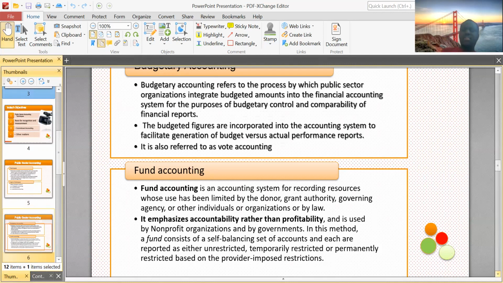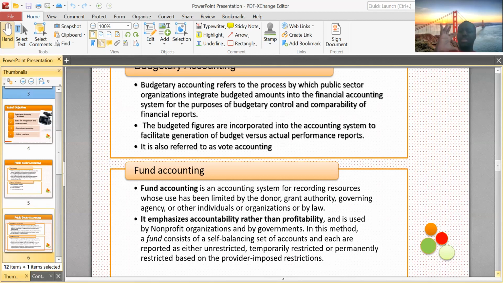Here, the emphasis is on accountability. How well you are using these funds. Are these funds used properly? Like it says here, it emphasizes accountability rather than profitability, and is used by non-profit organizations and by governments. In this method, a fund consists of a self-balancing set of accounts, and each is reported as either unrestricted, temporarily restricted, or permanently restricted.